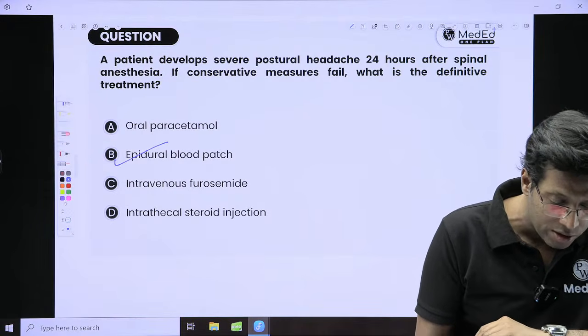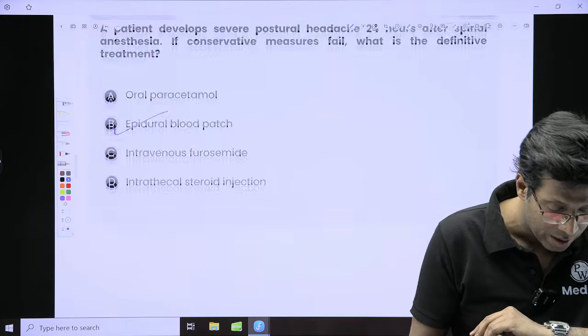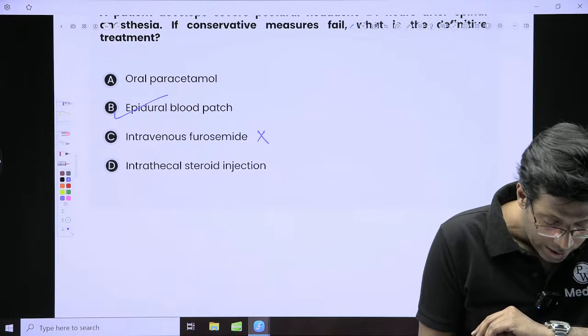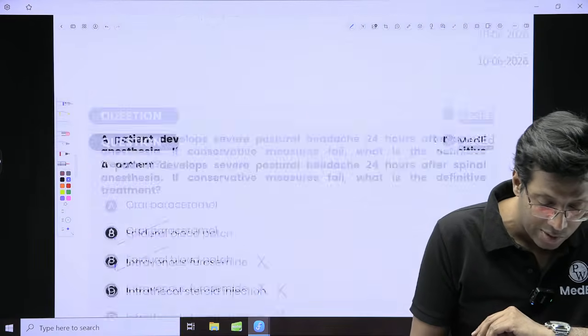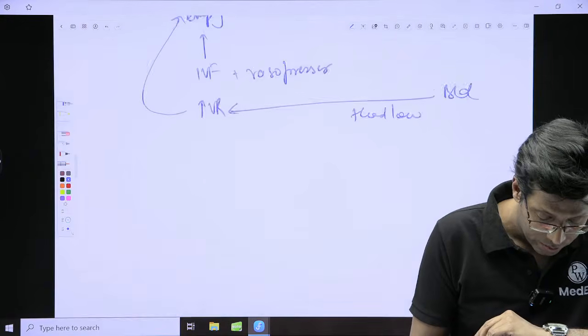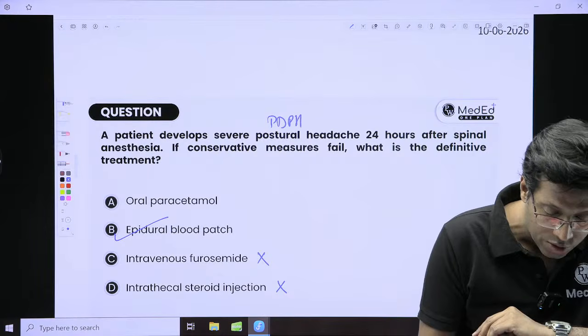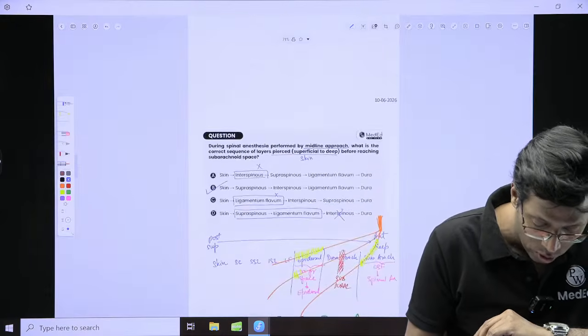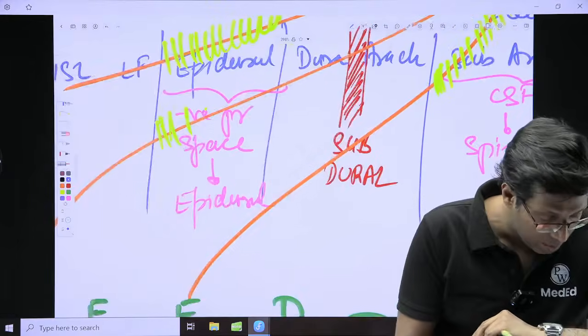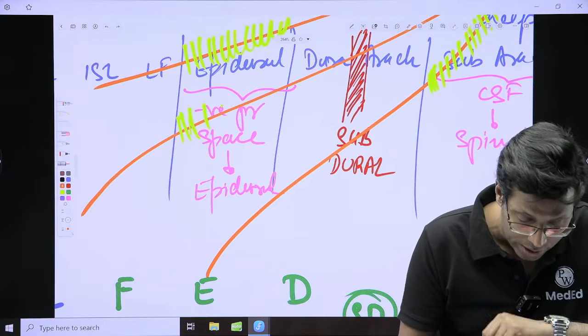Oral paracetamol can be used, yes, but these are basically the first line treatment. Intravenous furosemide, no. Intrathecal steroid, no. Basically what happens is, for postural headache, we are dealing with post-dural puncture headache. As we were discussing with the spinal needle before, you are basically puncturing the dura. So the dura gets punctured at one point, right? Here is the dura.